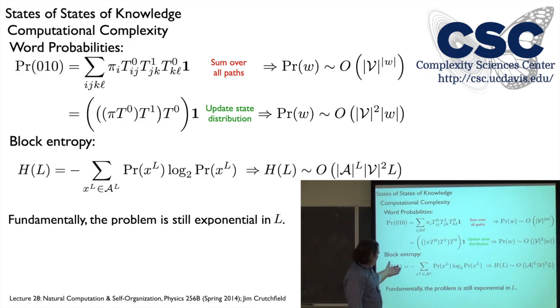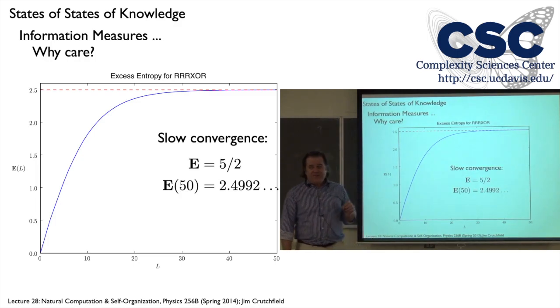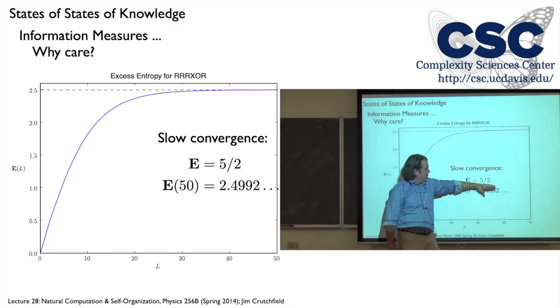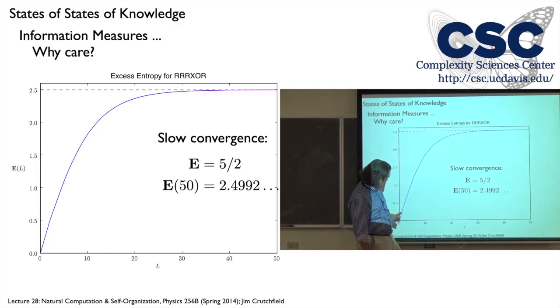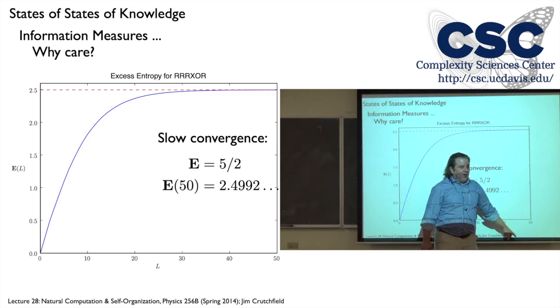So the problem is that block entropy is still exponential in L. Why would we care about that? Well, in fact, the random XOR converges extremely slowly. So here's a length-L approximation of E, looking at terms going out for the random XOR. It's about 2.5. And notice here, we will get to a way to calculate this. So this is the exact value for random XOR, 2.5 bits. But what we're showing is this curve, this approximator coming out here. We had to go out to length 50 words.